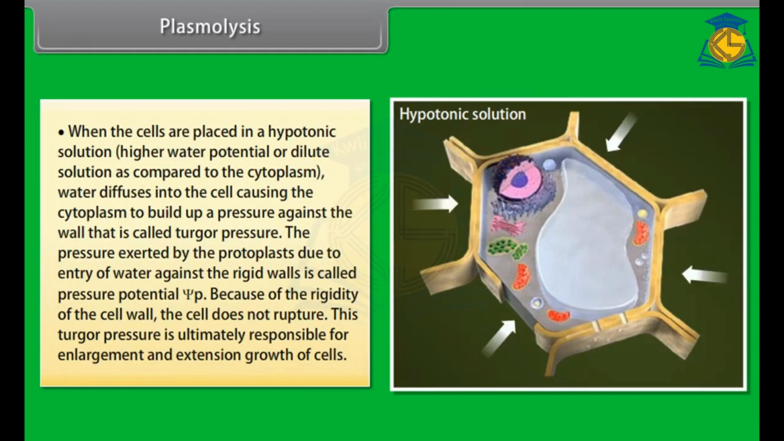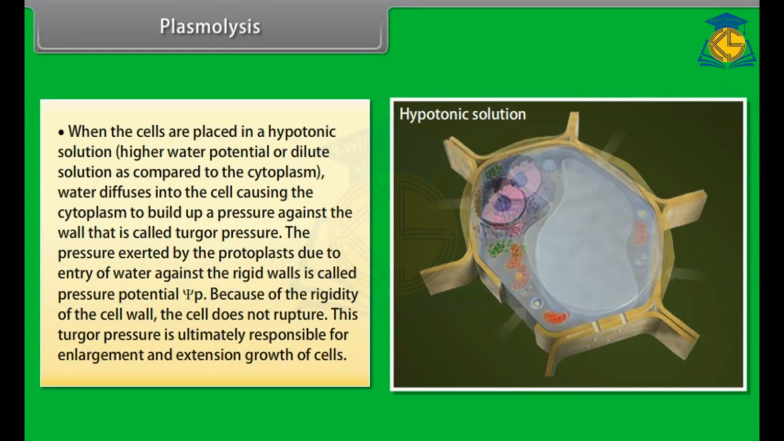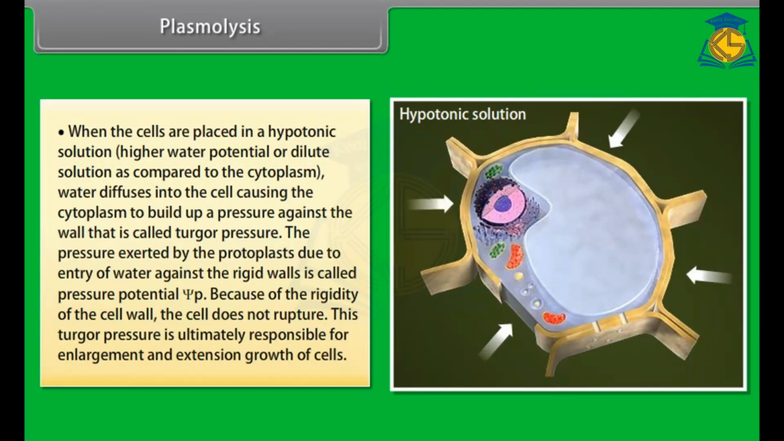When the cells are placed in a hypotonic solution, which means higher water potential or a dilute solution as compared to the cytoplasm, water diffuses into the cell, causing the cytoplasm to build up a pressure against the wall that is called turgor pressure. The pressure exerted by the protoplast due to entry of water against the rigid wall is called pressure potential. Because of the rigidity of the cell wall, the cell does not rupture. This turgor pressure is ultimately responsible for enlargement and extension growth of cells.